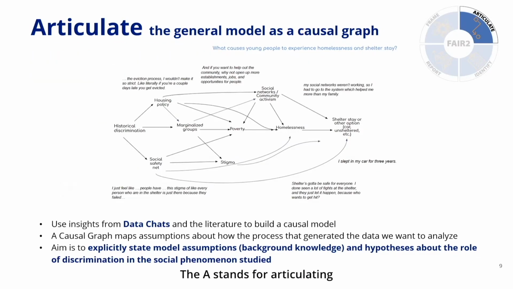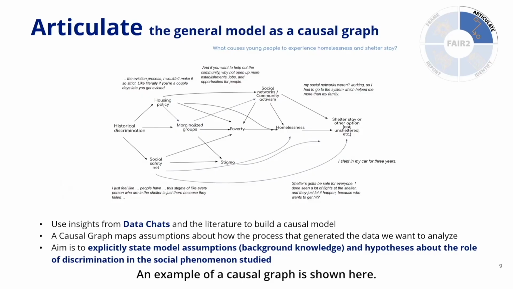The A stands for articulating the general model in a causal graph. Insights gathered during data chats and the literature, sometimes a qualitative literature, can be used to build a causal model. The goal of this stage is to explicitly state model assumptions, the background knowledge, and hypotheses about the role of discrimination in the social phenomenon being studied.